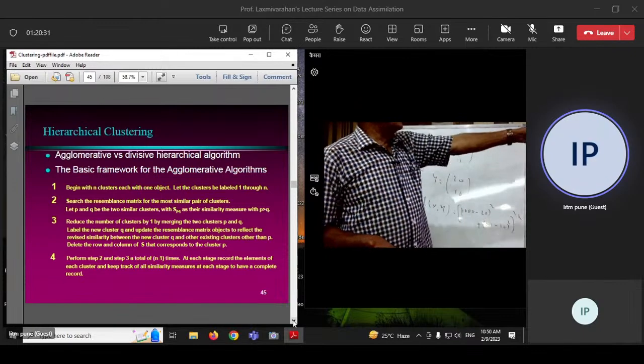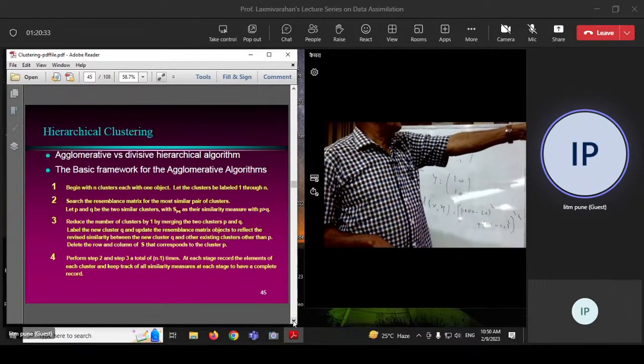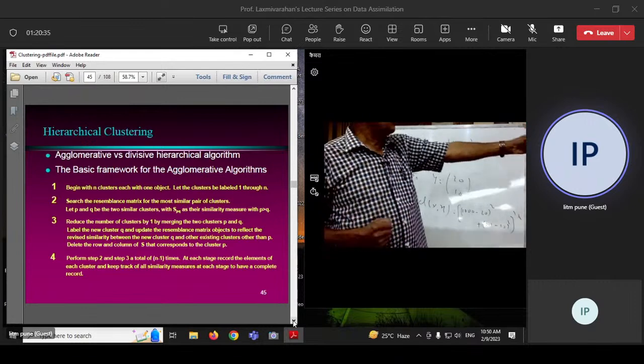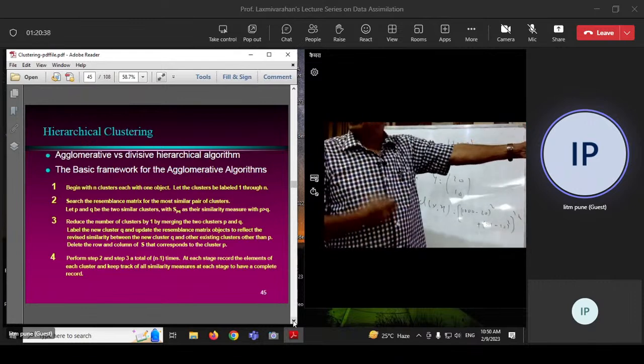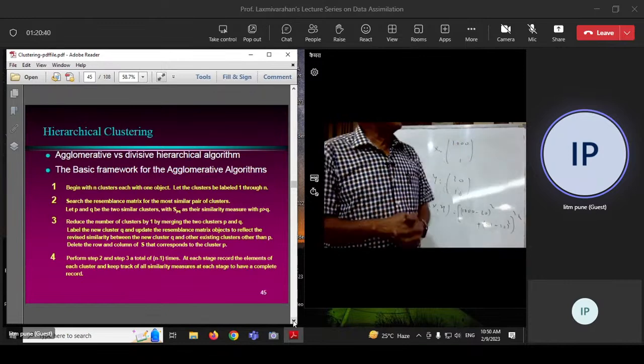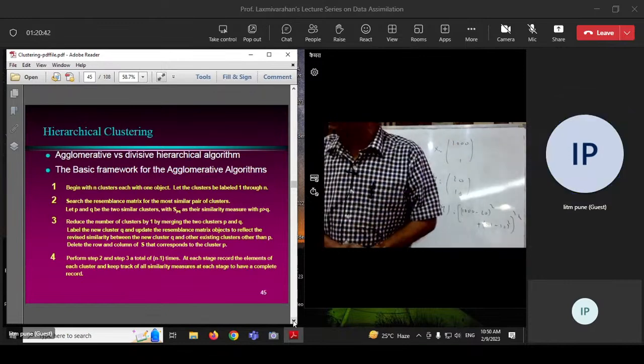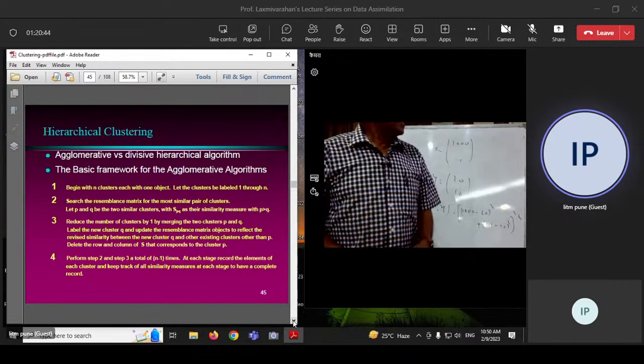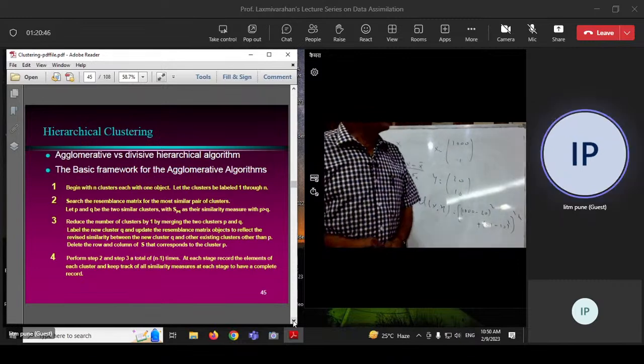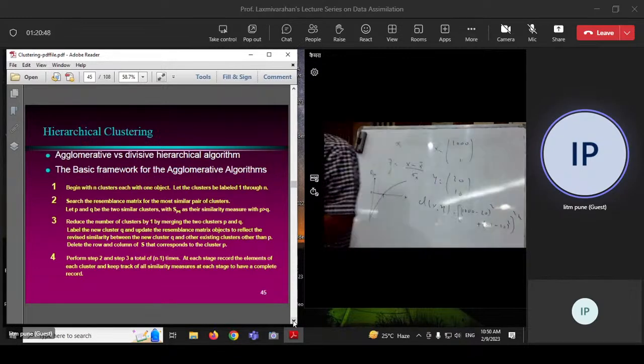So label the new cluster as Q, and update the resemblance matrix to reflect the revised similarity between the new cluster Q and the existing clusters other than P, because there's no more P. Delete the row and the column of S that corresponds to the cluster P. P is gone, right? You are not doing it with pencil and paper, you have to do it in a program. That's what we need to do.